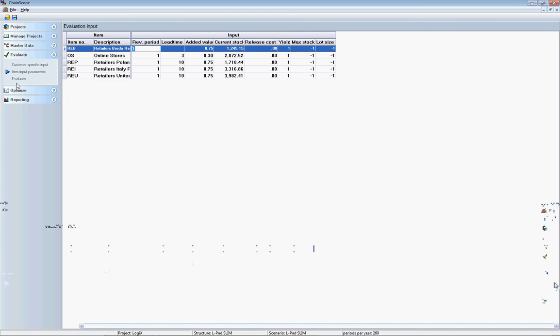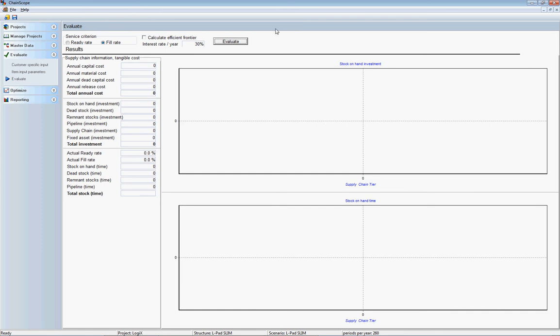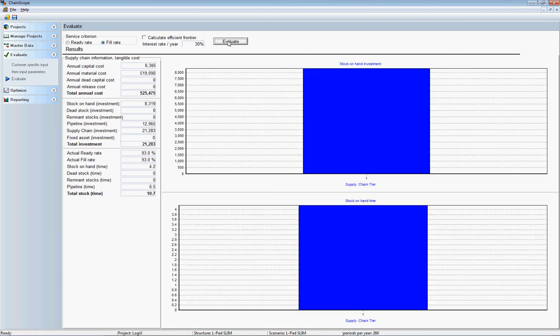If we have now input all these data, we can start evaluating the supply chain. And this is the evaluate screen, where basically we find information on the supply chain in aggregate terms. But first, let us choose either the ready rate or the fill rate, and we decide to use the fill rate. We still agree on the 30% interest rate per year, and we evaluate the current supply chain, the as-is situation. And the information you're now receiving is cost information on an annual basis, the average investments that you have in the supply chain, and the operational performance in terms of customer service and in terms of stocks in time.